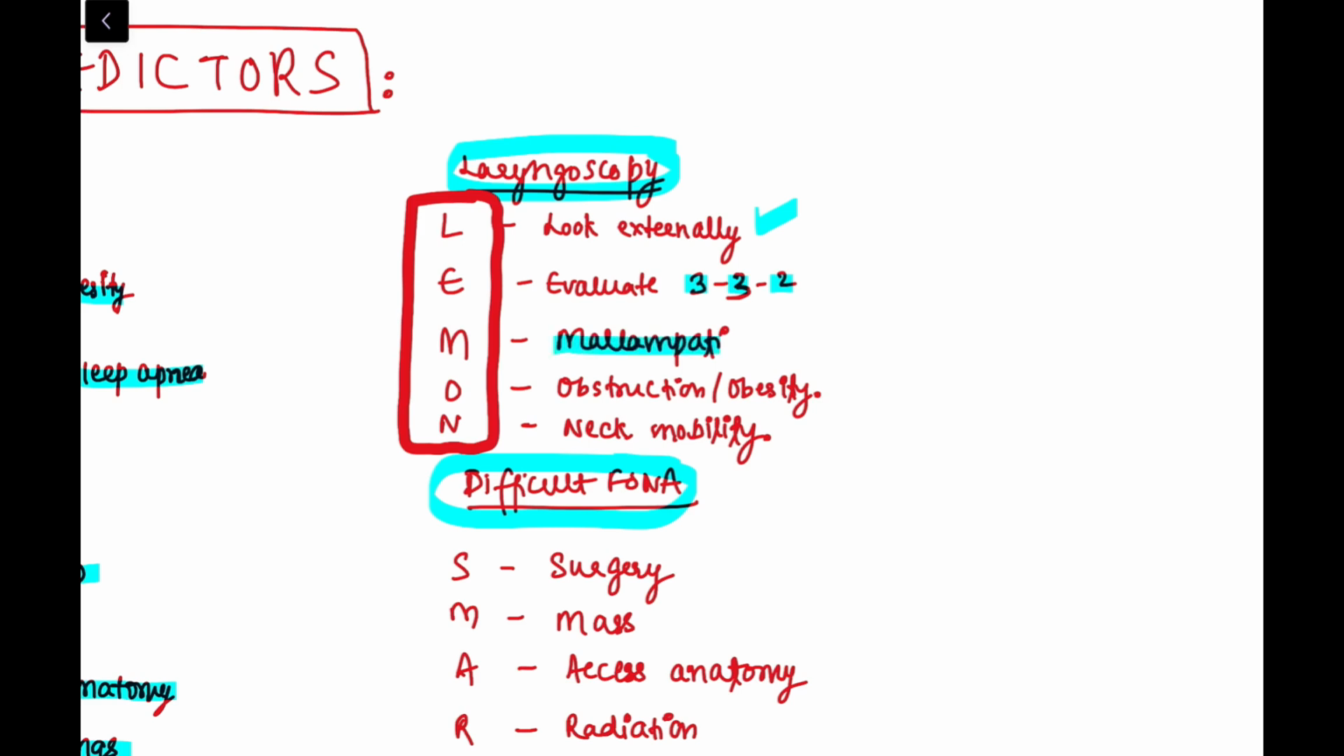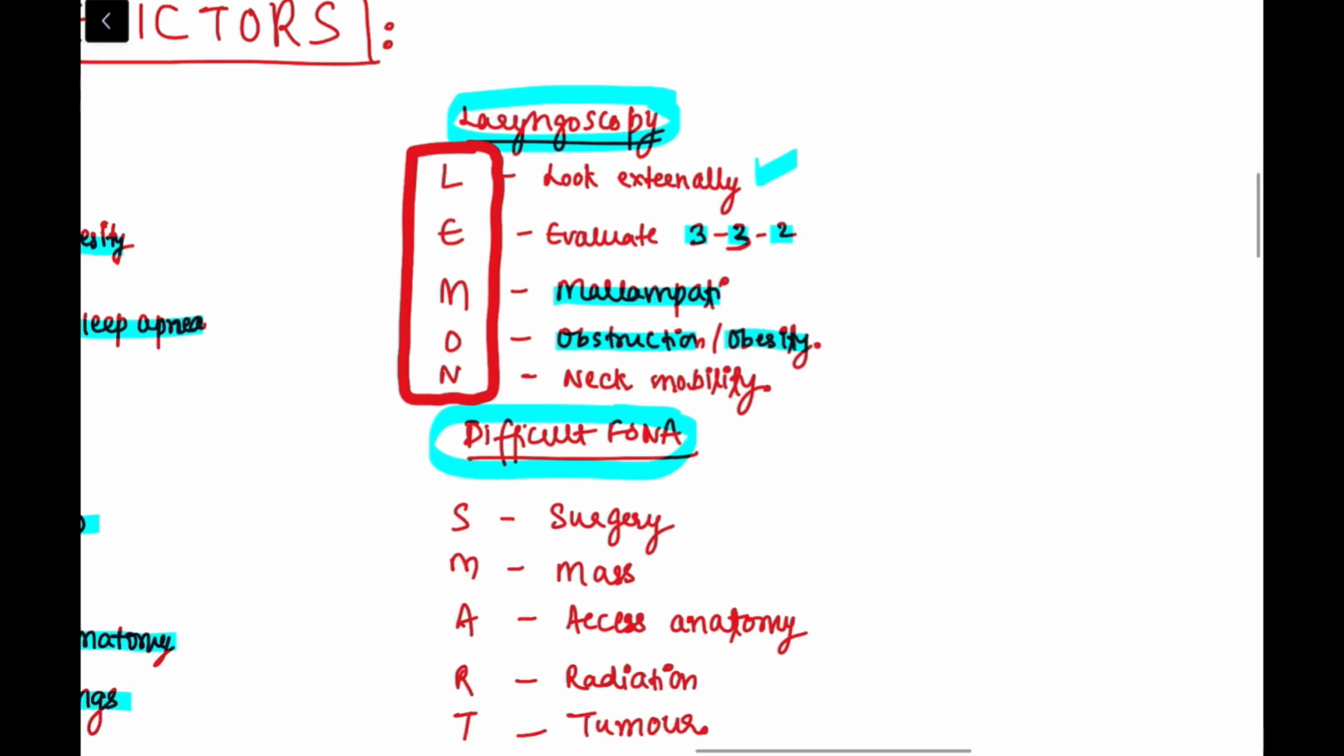Then we have Mallampati, known to all of you, and again obstruction and obesity lead to difficult laryngoscopy. And if there is limited neck mobility, if the patient is not able to flex or extend his neck, the range of motion is limited, then, because as you all know that for intubation we need a sniffing position, you will not be able to attain that position because of the restricted neck mobility. So these are the factors for difficult laryngoscopy.